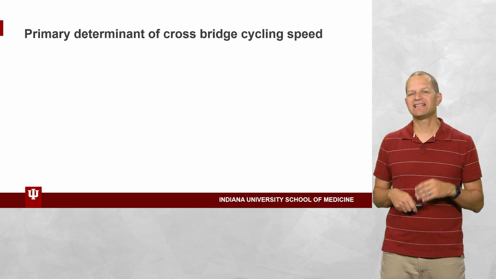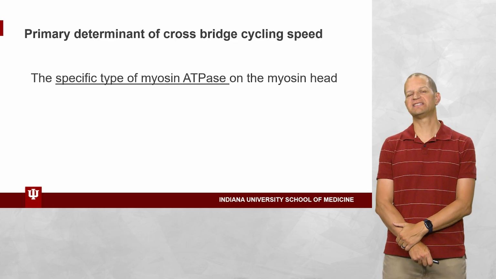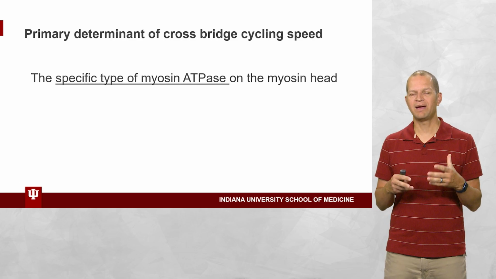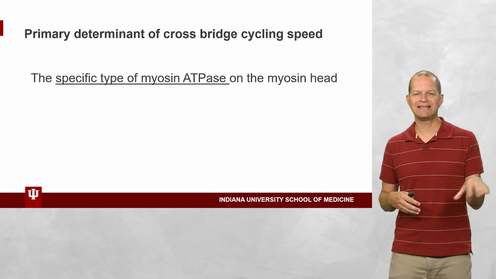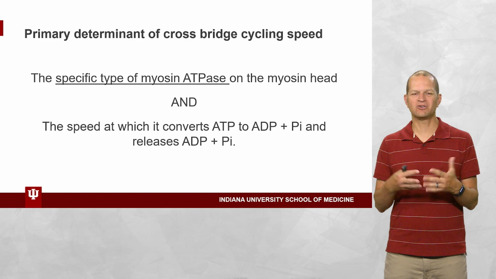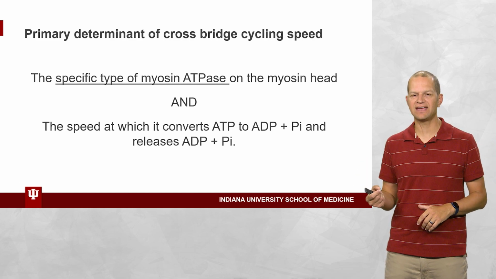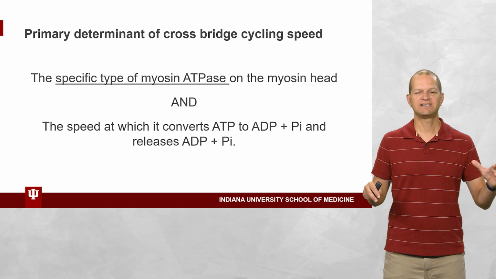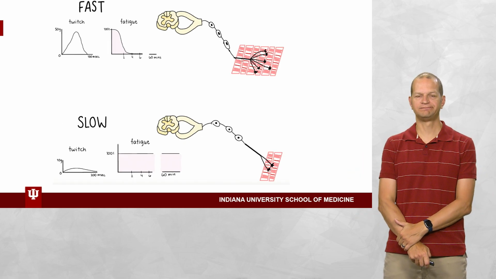What determines how fast cross-bridge cycling occurs? Well, in the previous slides, I've already answered that. It's the specific type of myosin ATPase that's found on myosin. Okay, remember, ATPase is an enzyme that breaks down ATP. We call it myosin ATPase because it's on myosin. Okay, and really this goes hand in hand. The speed at which it converts ATP into both ADP and phosphate, and then ultimately allows ADP and phosphate to be released. Type 1 fibers is relatively slow. Type 2X fibers, it's really fast.